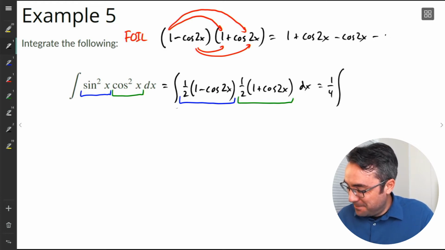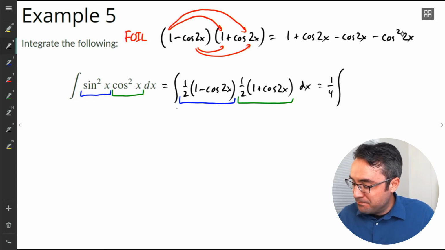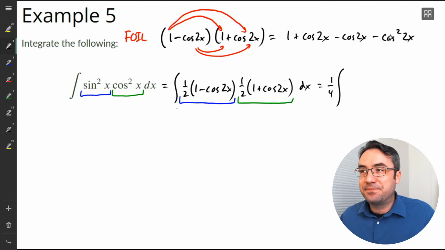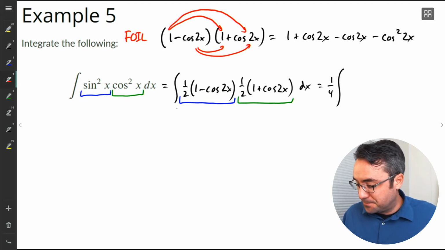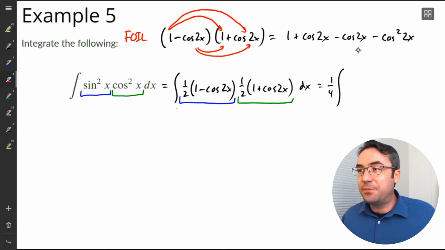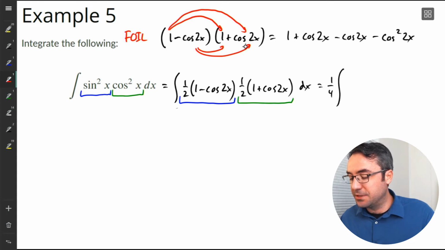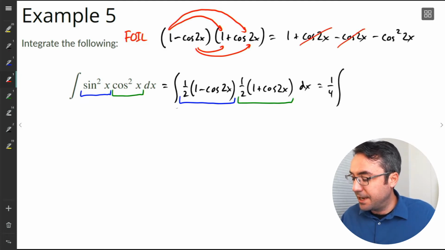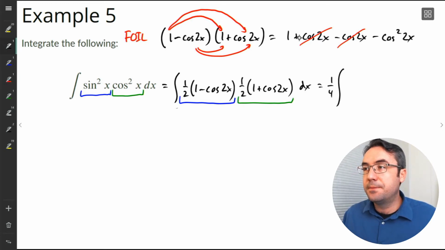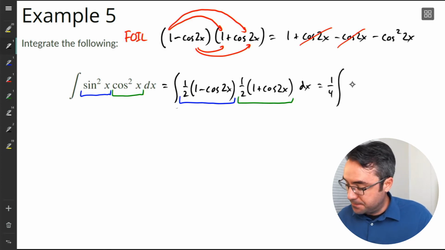We end up with negative cosine squared of 2x, and we're going to have to do something with that eventually because the power has gone back up. But we'll get there. The way this is set up, we get a little bit of canceling. You might remember that when the expressions look the same and the difference is just a minus and a plus in the middle, you do get a bit of canceling. So the cosine 2x here cancels with the minus cosine 2x here, and we end up with just a 1 minus cosine squared of 2x.